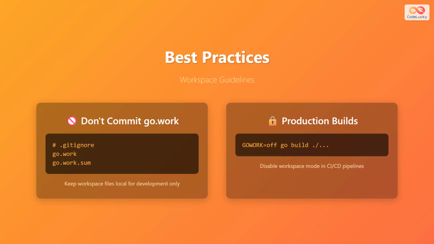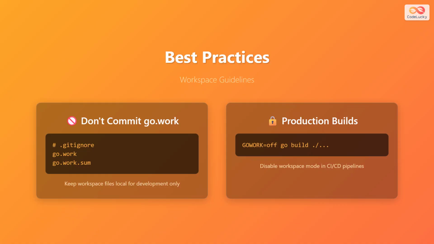Following best practices ensures smooth workspace operation and prevents common pitfalls. The most important rule is to never commit your go.work files to version control. These files should be added to your .gitignore file along with go.work.sum files. Workspace files are meant for local development only and should not be shared across different development environments.